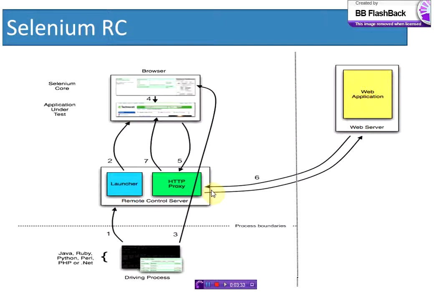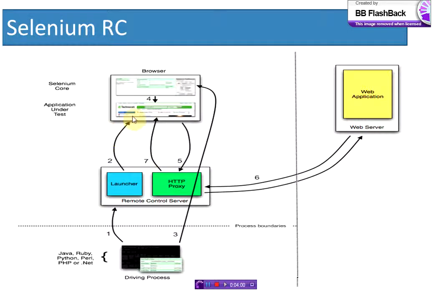This server has two components internally. We cannot see them physically, but internally it has the following two components. One is a launcher, which will launch the actual web browser, and there is an HTTP proxy, which is also a part of the Remote Control server. So what happens in this HTTP proxy?